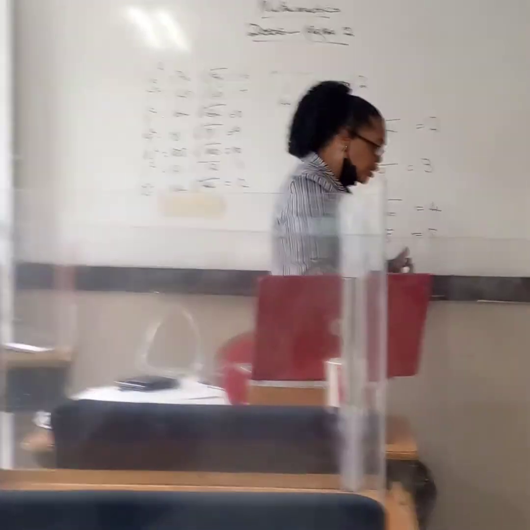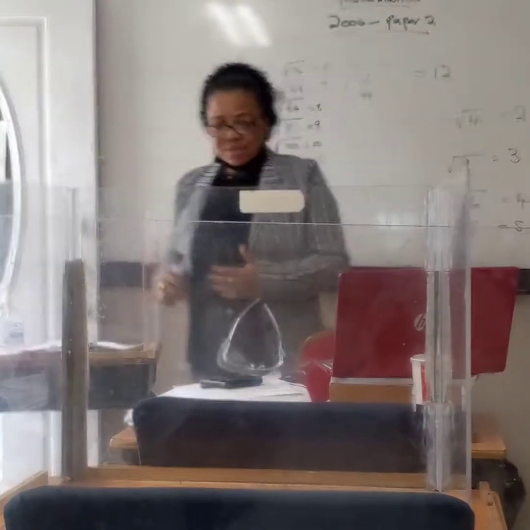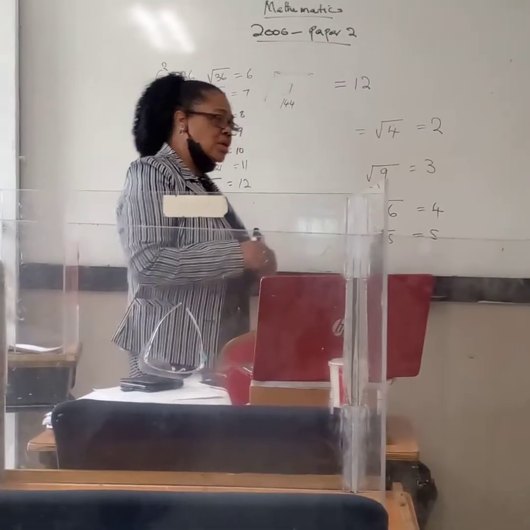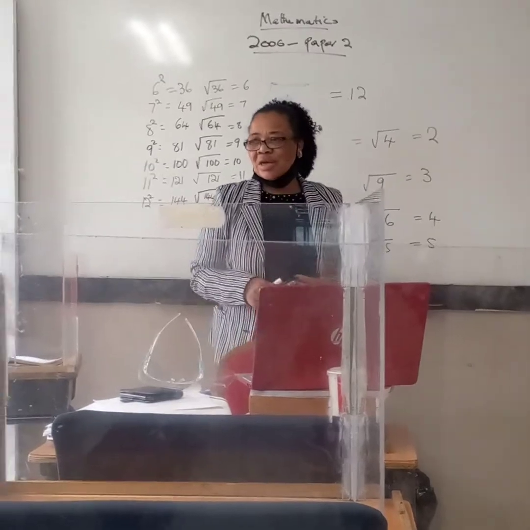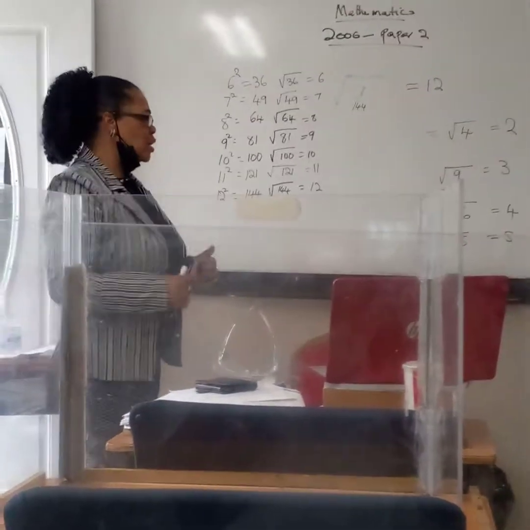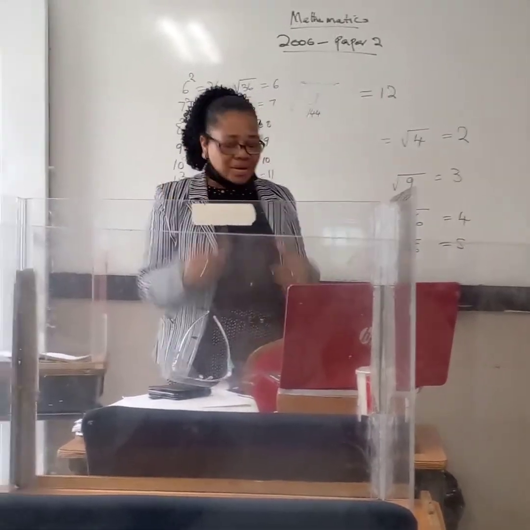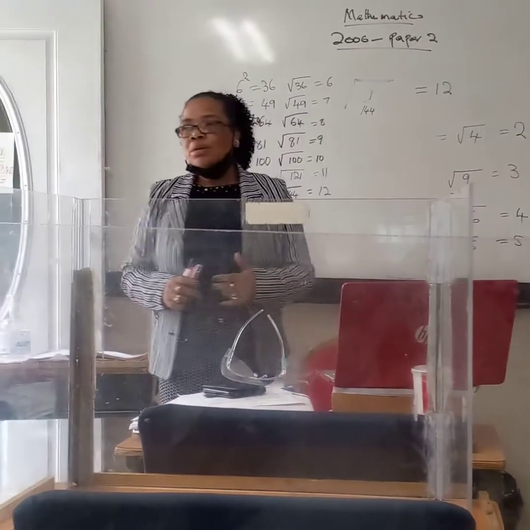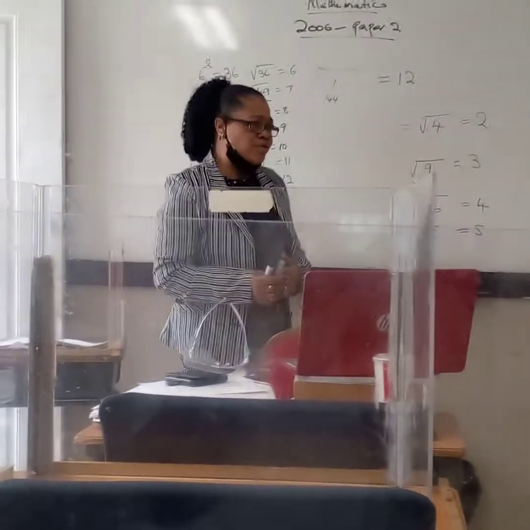What's the square root of 49? 7. 8 squared is going to give me 64. What's the square root of 64? 8. 9 squared is going to give me 81. What's the square root of 81? 10 squared is going to give me 100. What's the square root of 100? 11 squared is going to give me 121. What's the square root of 121? 12 squared is going to give me 144. What's the square root of 144?